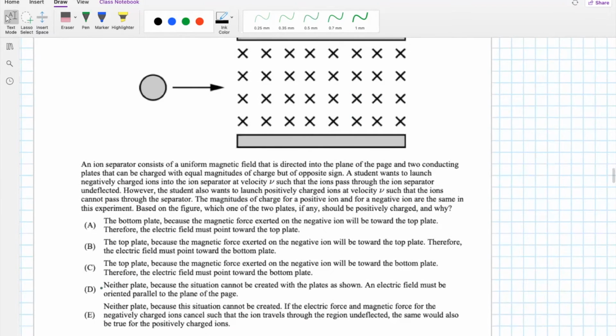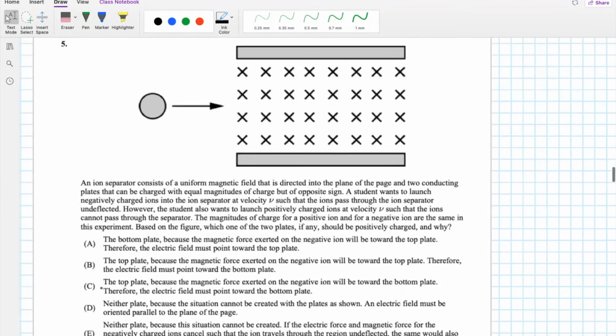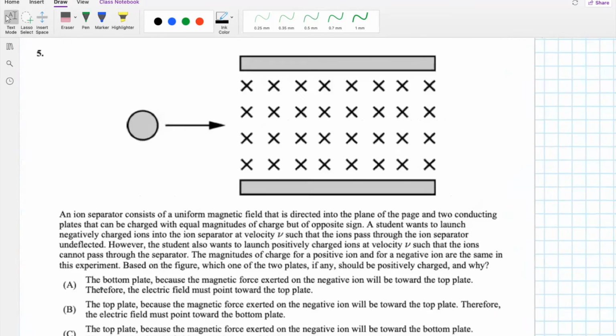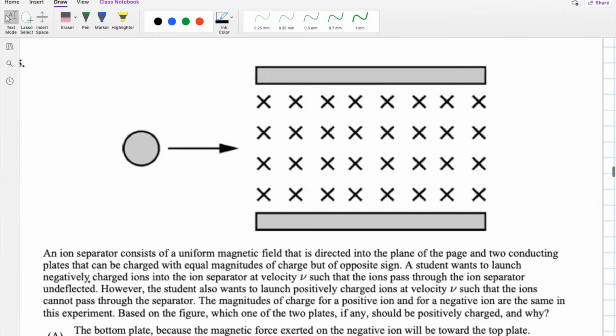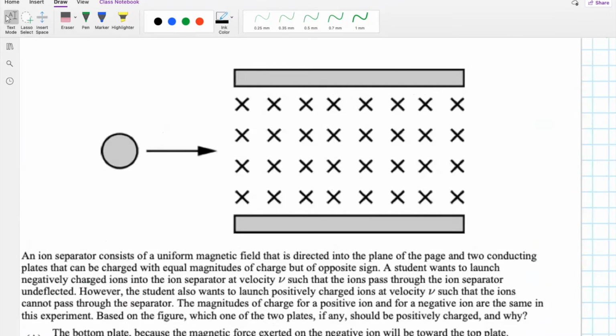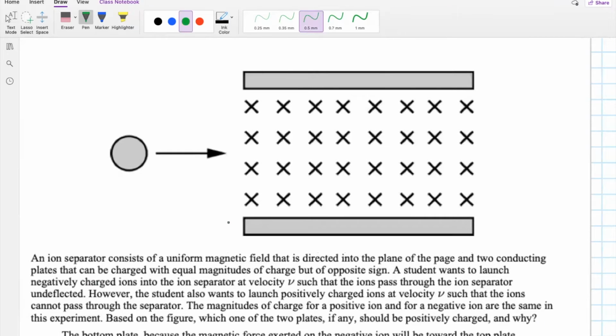Alrighty, 5, maybe something a little bit more interesting this time. An ion separator consists of a uniform magnetic field that is directed into the plane of the page, and two conducting plates that can be charged with equal magnitudes but of opposite sign. A student wants to launch negatively charged ions into the ion separator with a velocity v such that the ions pass through the separator undeflected.